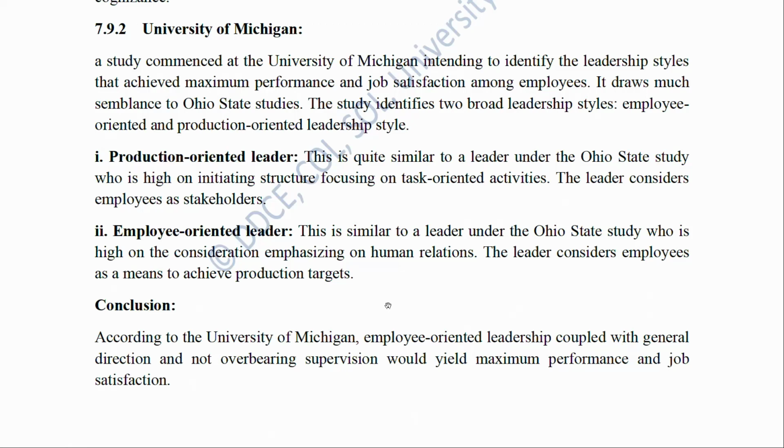Conclusion: according to the University of Michigan, employee-oriented leadership coupled with general direction and not overbearing supervision would yield maximum performance and job satisfaction.